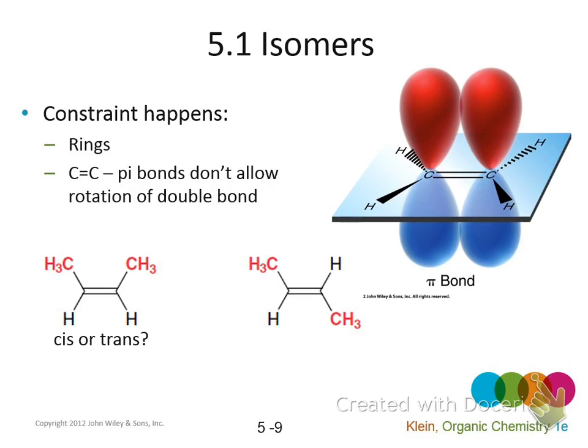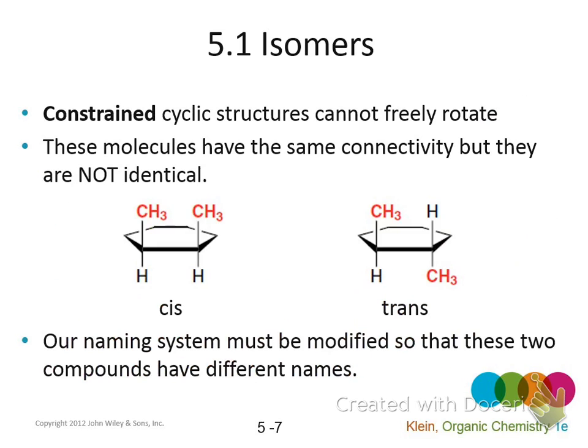Here's the other place you can have cis and trans, is on a double bond. Okay, so the key, though, is really that there's constraint. In a ring, I have constraint because the molecule can't break on this end and then rotate around so that this can be at the bottom, right? So we have a constraint in the rotation. That's what allows for cis and trans.